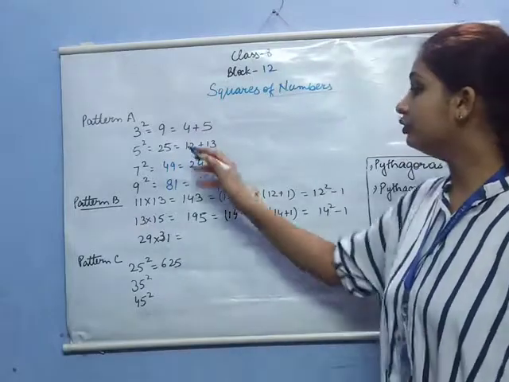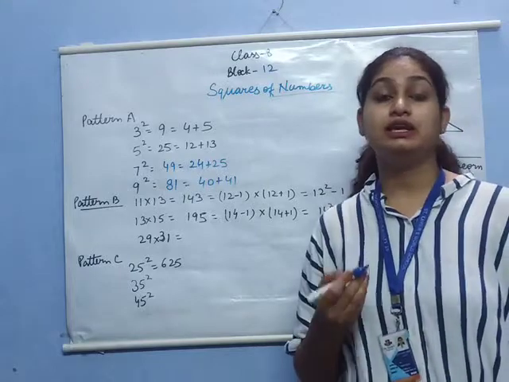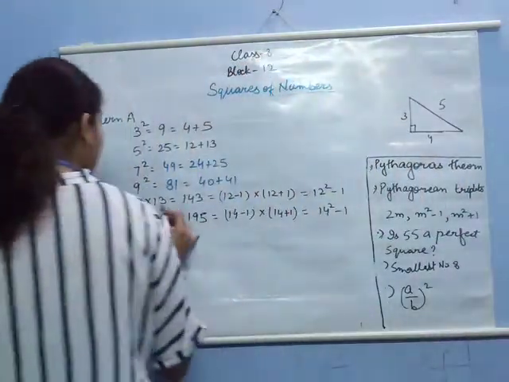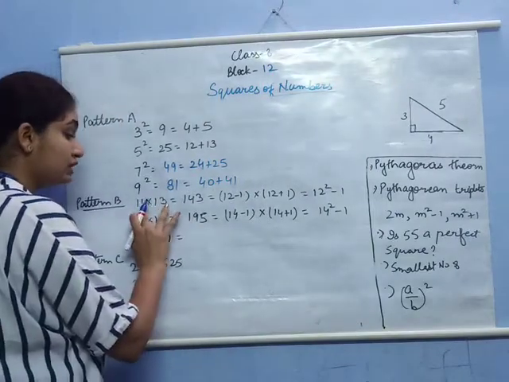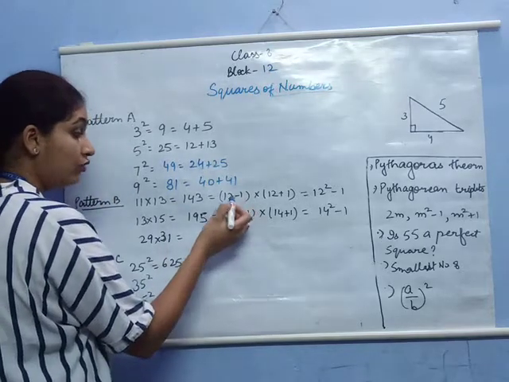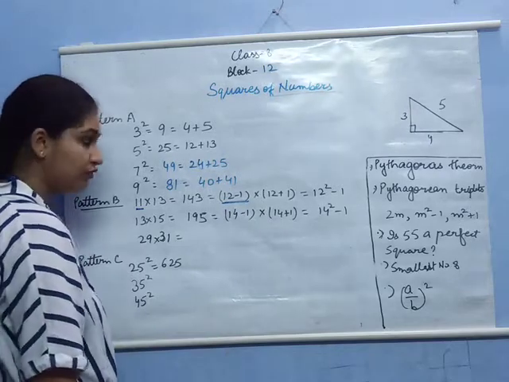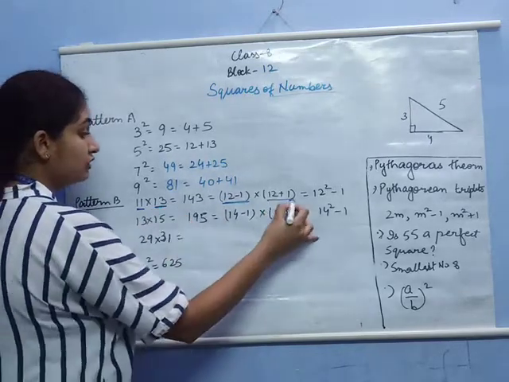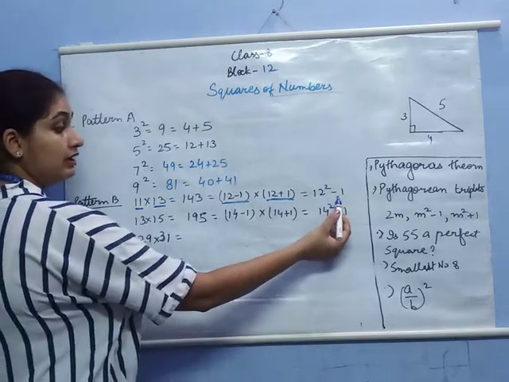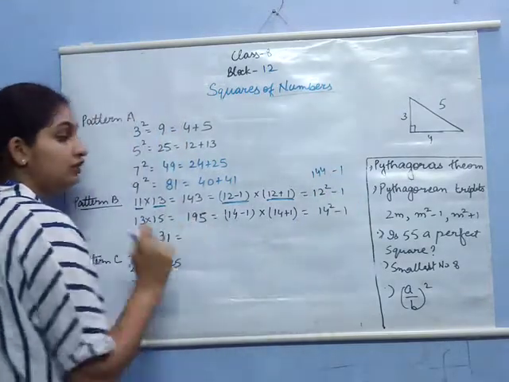What we have to do is write the square numbers and then find out which two consecutive numbers can represent that square number. Pattern B. 11 multiplied by 13. Two odd numbers are going to multiply with each other. The answer is 143. How did we get the answer? Can I write 11 as 12 minus 1? Yes, of course. Can I write 13 as 12 plus 1? Yes, for sure. So the answer will be 12 square minus 1.